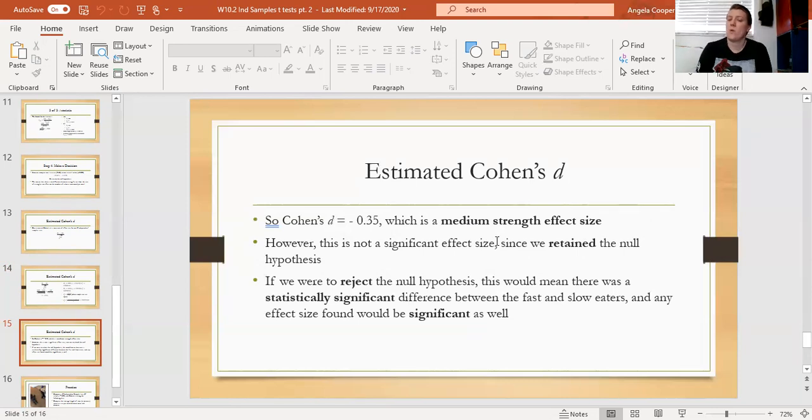So we have a medium effect size. However, remember that with Cohen's d, the medium, strong, small, whatever you want to call it, does not have anything to do with the significance of it. Keep in mind that we retain the null hypothesis for this question with our t-statistic being negative 0.6. So with that, we retain the null hypothesis, which does not make this a significant effect size. If we rejected it, it would be significant, but we didn't, so we can't say that. And there you go.